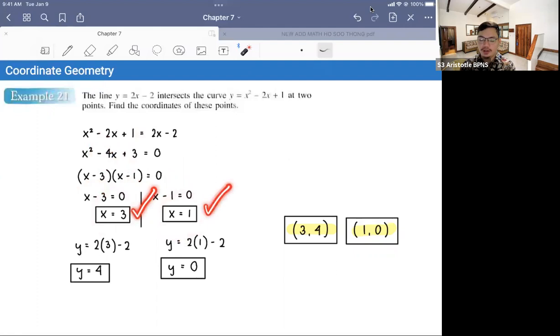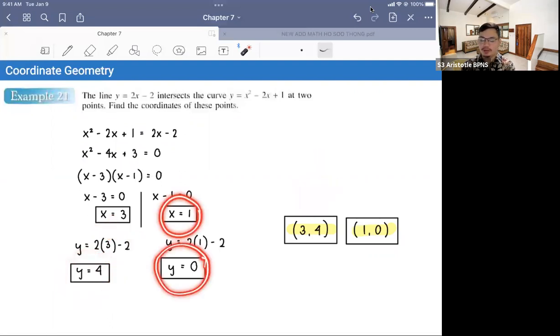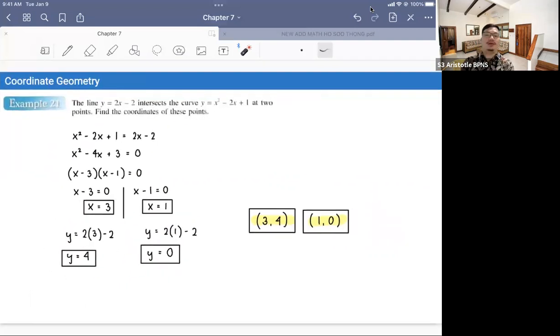And then to find the y values, just choose either of these equations. Of course, I'll just choose the linear one because it's way simpler to solve. So substituting the value of x, when x is 3, y is equal to 4. That's my first point. And when x is equal to 1, y is equal to 0. That is my second point. And that's it. That's how you solve the intersection of a line and a curve. All right, any questions, class?